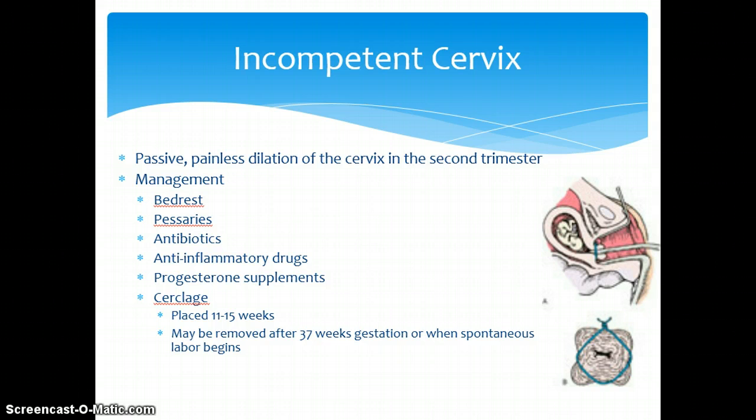An incompetent cervix is a painless, passive dilation of the cervix in the 2nd trimester. Management includes bed rest, potential use of pessaries, antibiotics, some anti-inflammatory drugs, progesterone supplements, and a cerclage. If you look at the figure on your right there, you can see what a cerclage is. It's typically placed between the 11th and 15th week of pregnancy, and it's basically suturing the cervix shut with permanent stitches. This can be removed after 37 weeks gestation or when spontaneous labor begins by the physician.